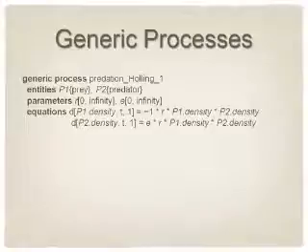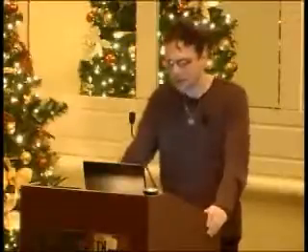Those building blocks we can also produce templates for, which we call generic processes. This is like the predation process we just saw. The difference is that it has entity roles, P1 and P2, which are played by a prey and a predator. It has, instead of numerical parameters, constants.